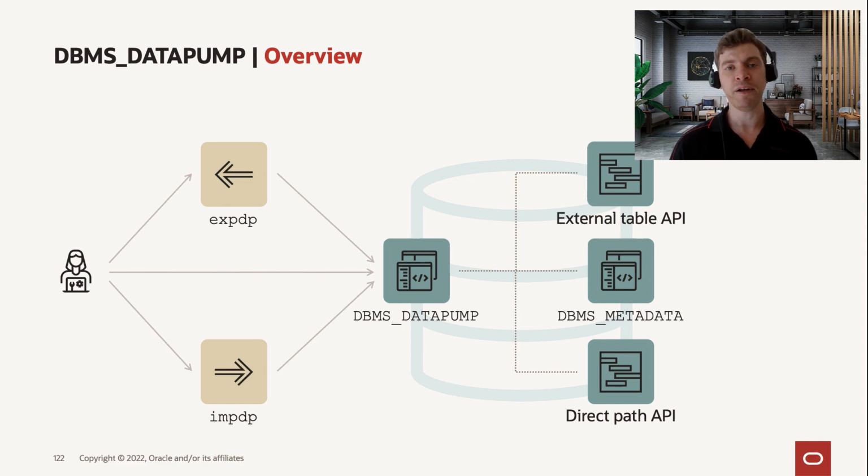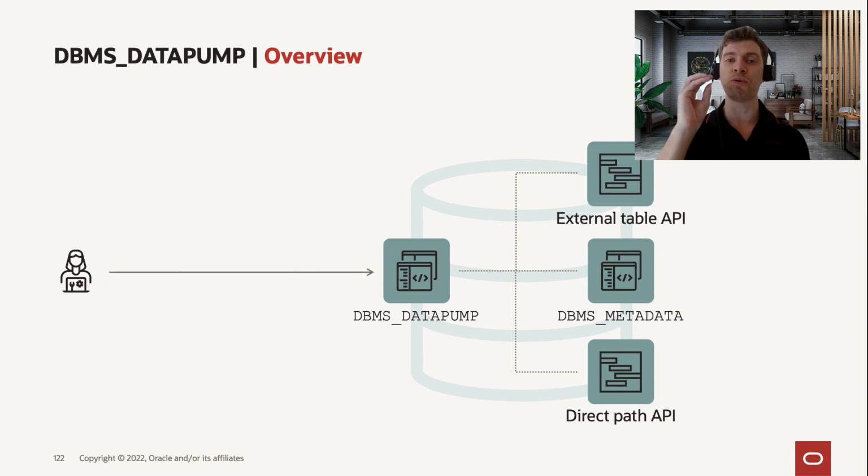This package, by the way, makes further calls to other APIs, like the external table API, if you're using the external table access method, DBMS metadata to get the metadata of the objects, and also direct path APIs. Those are just examples of some APIs that are used by the DBMS Datapump API. So we all use, again, DBMS Datapump through the expdp and impdp. But you can do it straight away. You don't need to go through these binaries, and this is very recommended.